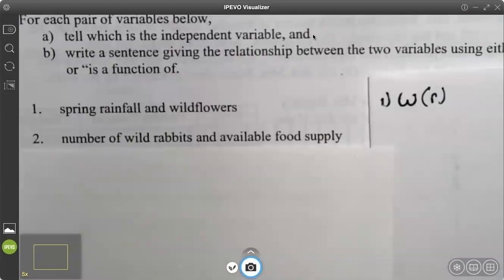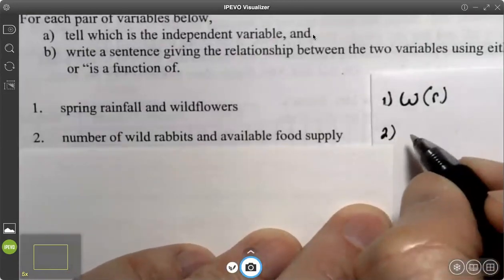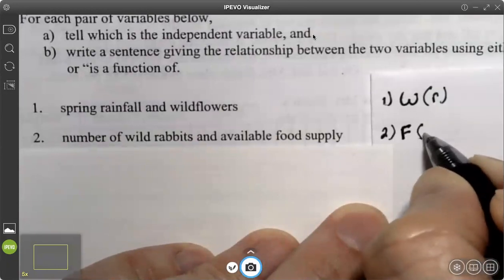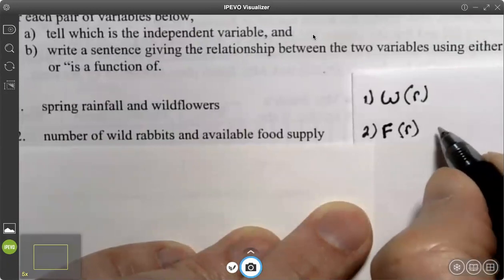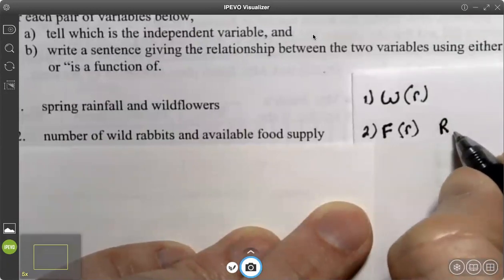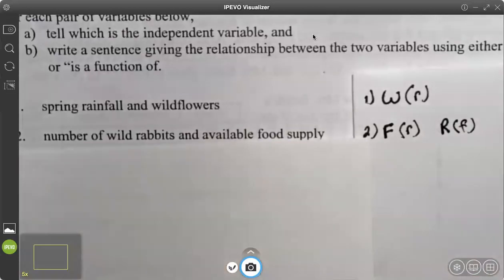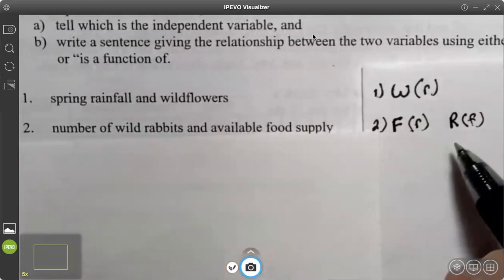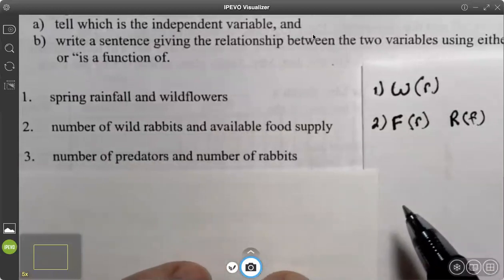Try number 2. Number 2 can be argued either way, almost equally. But I think the best answer is available food supply depends on how many wild rabbits are eating it up. But it's almost as equally, and arguably more so, that how many rabbits there are depends on how much food there is. Kind of disagree with that one. I like the first one best. I think the food supply is going to go down if there's more rabbits and go up if there's fewer rabbits. I don't think rabbits are necessarily going to die off if the food supply gets low, but that could be argued either way. This one could be argued either way as well, but I think that's the best answer.